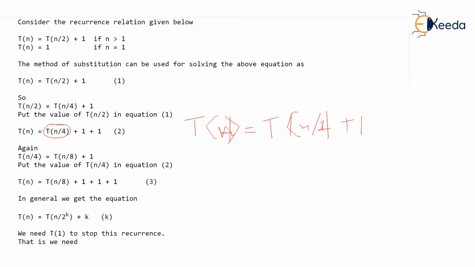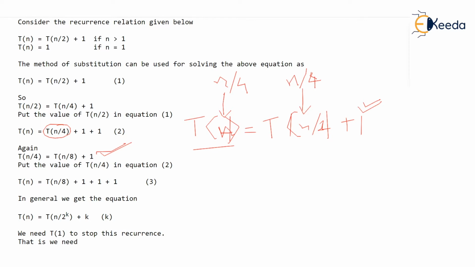So what you will do to find out Tn by 4 is, on the left hand side here, instead of n, you will be putting n by 4. That will give you Tn by 4, isn't it? So obviously on the right hand side, this n also will be replaced with n by 4. So it will be n by 4 upon 2. That will be n by 8. And the plus 1 will stay. So Tn by 4 is equal to Tn by 8 plus 1.